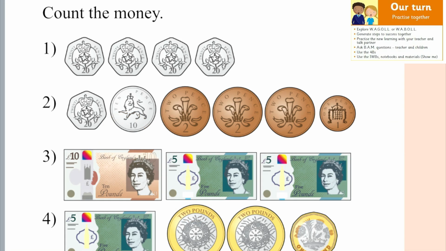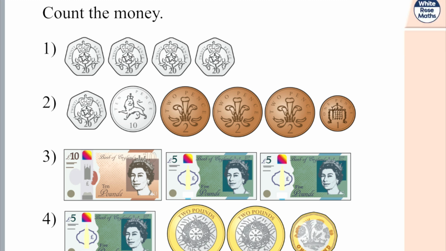This is our turn. Let's count the money. Let's look at number 1. We can see there are 4 20p's. Let's count in 20s. 20, 40, 60, 80. We think there'll be 80p for number 1. Let's try number 2. 20 add 10 is 30. So we've got 30p. Let's count in our 2s then. 32, 34, 36. Add on one more is 37.